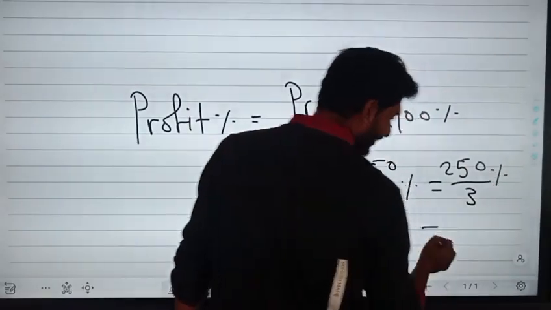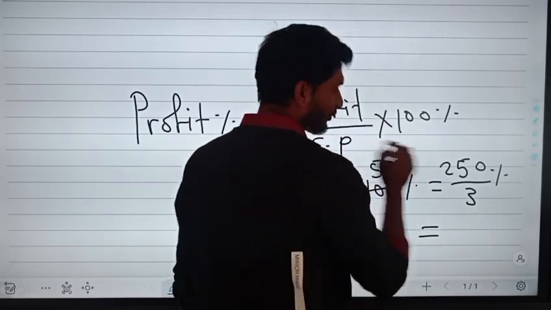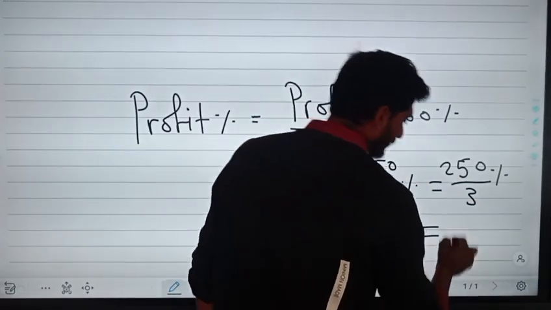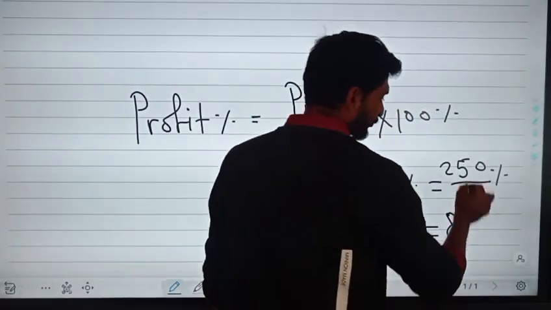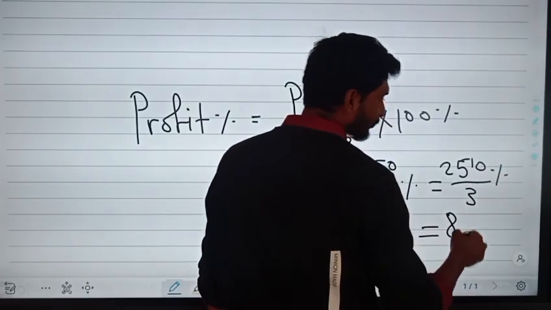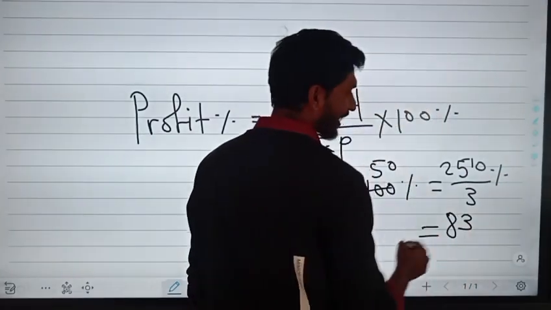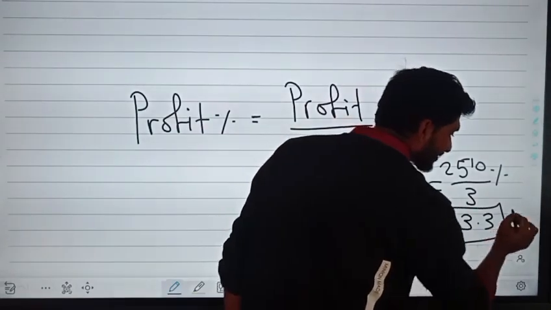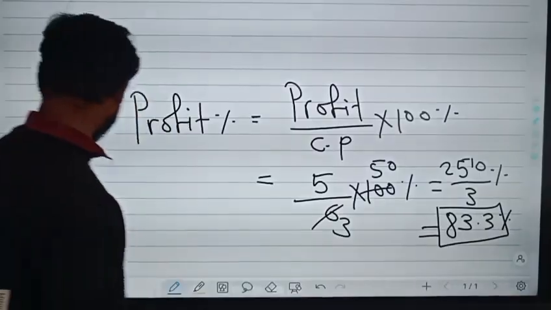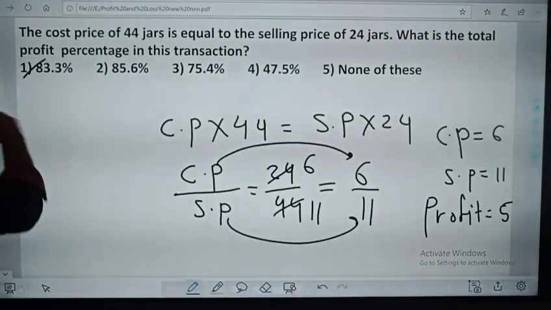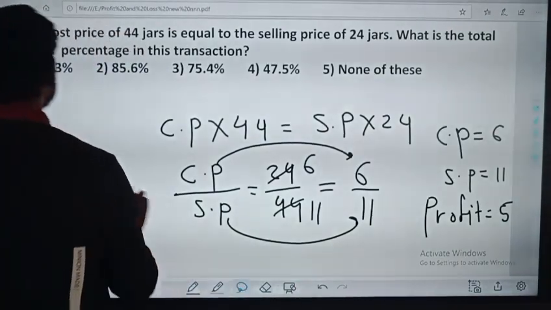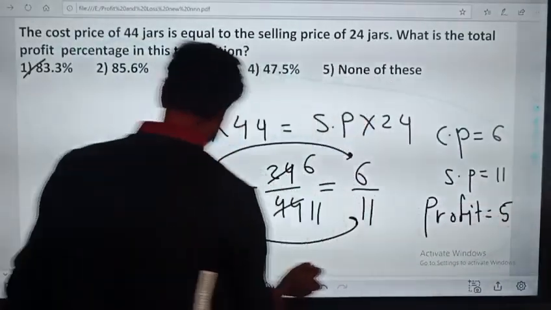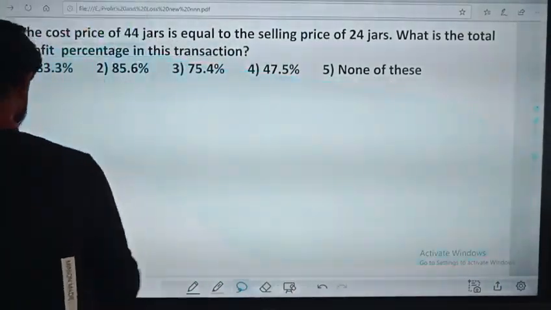Now we solve this. 3 eights are 24. Remaining is 1. 3 threes are 9. Remaining is 1. Now here your answer is 83.3%. This is your answer.